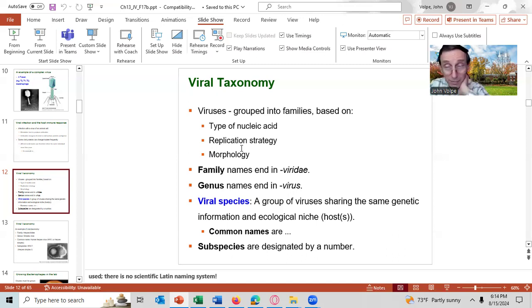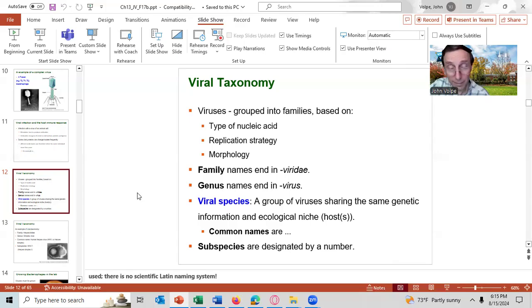The best example of different diseases is herpes simplex type 1, which is a subspecies giving the cold sores, and then herpes simplex type 2, which is the same species but a different subspecies, giving genital sores.